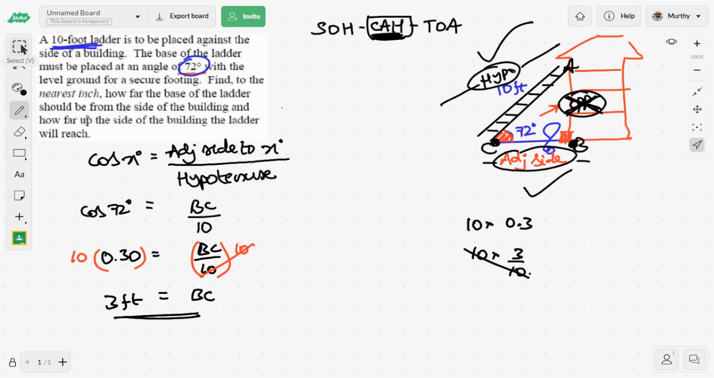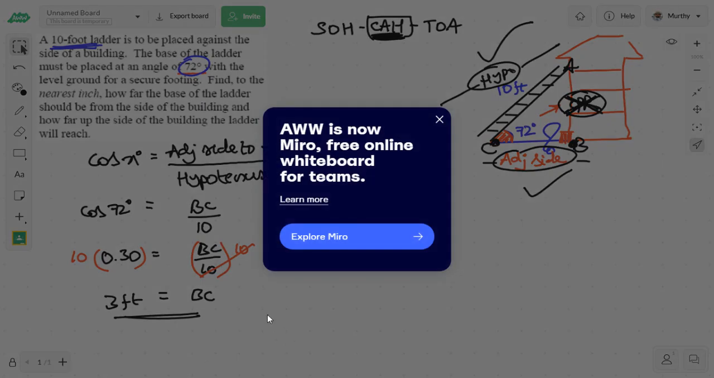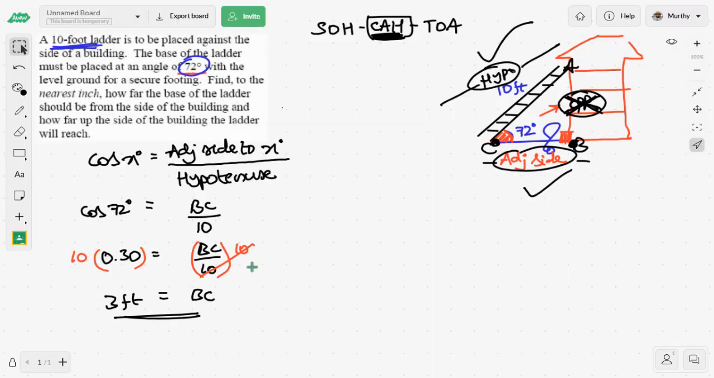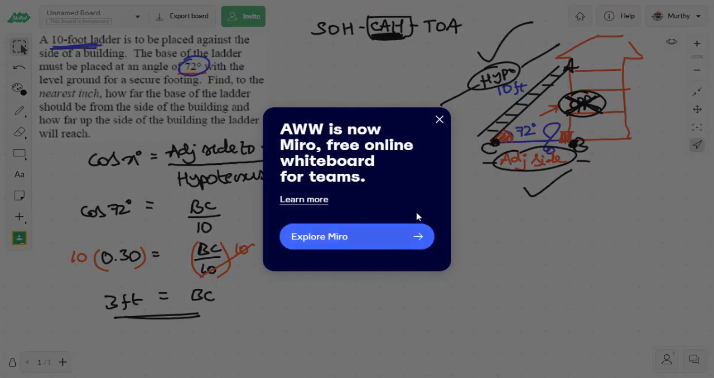Okay, I think I messed it up a little. Right, so let's go to the next page. Okay, my apologies.